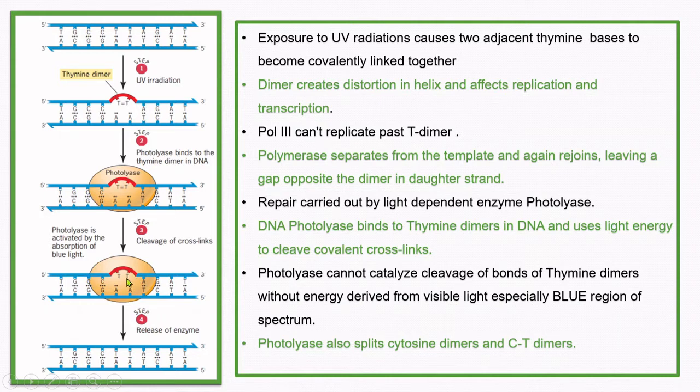Remember one thing, that photolyase works only in the presence of visible light, especially the blue region of the spectrum. Without energy derived from visible light, photolyase cannot catalyze the cleavage of bonds of thymine dimers. So the enzyme photolyase breaks the two covalently linked thymine bases. This photolyase enzyme has also been found to break cytosine dimers as well as cytosine and thymine dimers in the single strand.